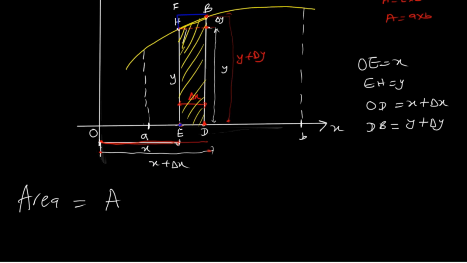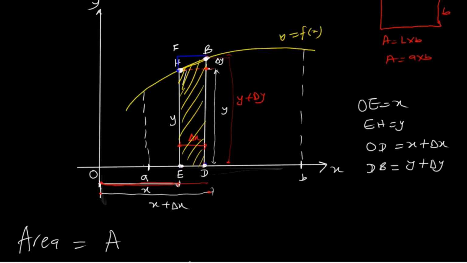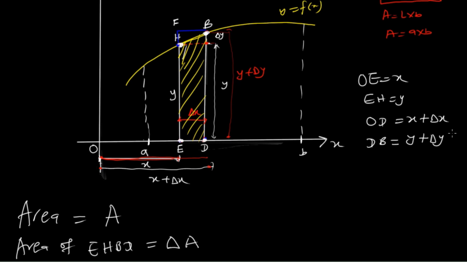So we have point E, H, B, D. If we denote the area of E, H, B, D, which is the topmost part of the curve, by change in A. Note that if you look back at this graph, we are trying to find the area of the shaded part, and the area we are looking for lies in between E, H, B, D.